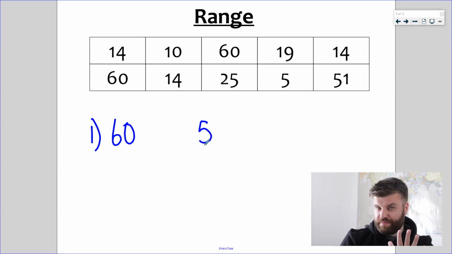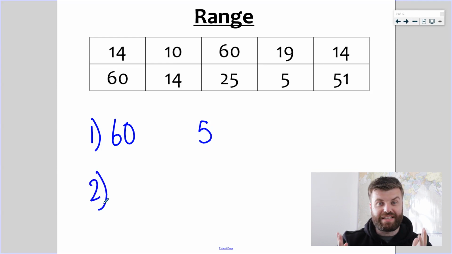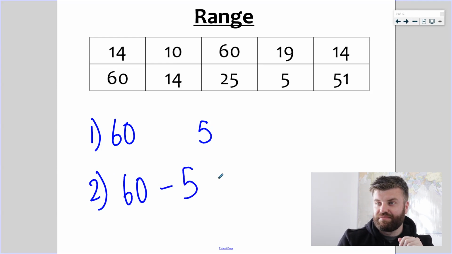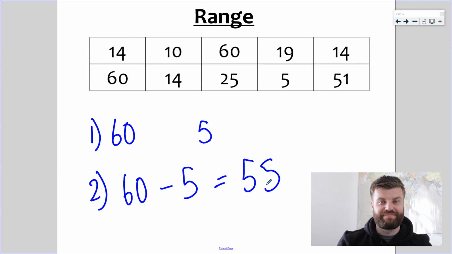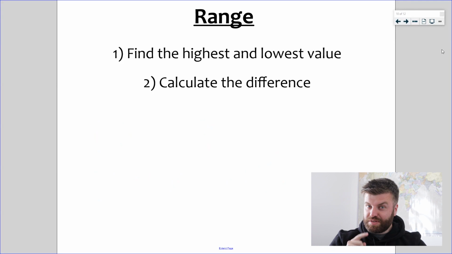That's the first step. Now the second step is really simple. Find the difference between them. And that is your range from the lowest to the highest. So 60, take away 5. Nice and simple, the range of this data set is 55. So again, for those of you taking notes, making sure you get this right in your test, quick recap for range. Step 1, find the highest and the lowest value in your data set. Step 2, find the difference between them.